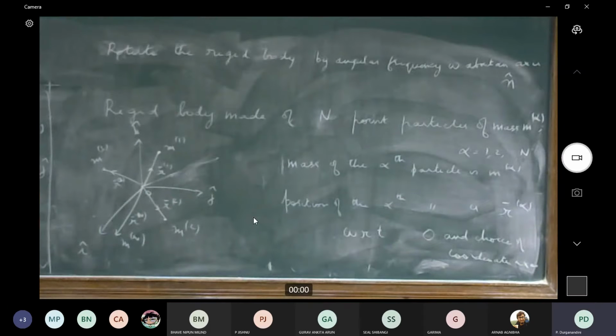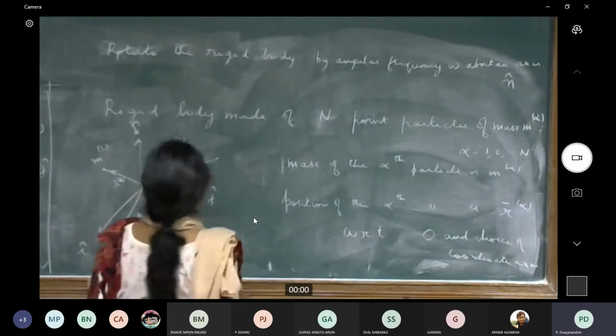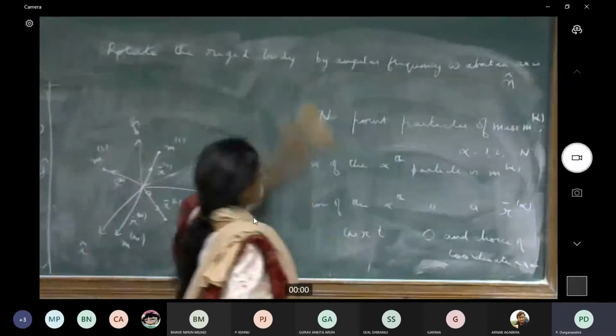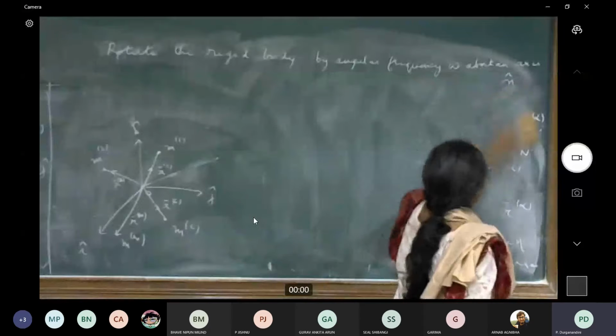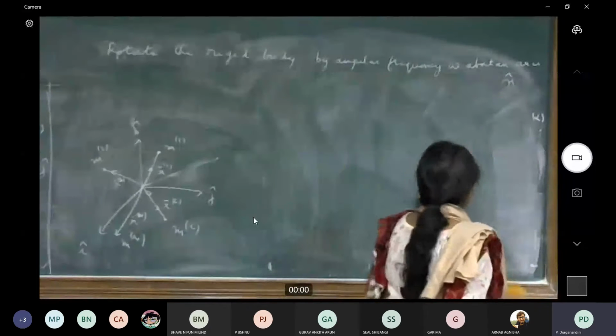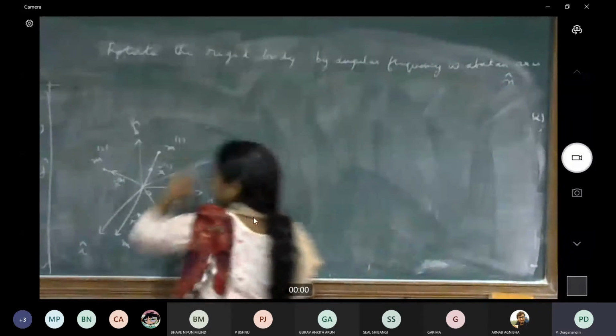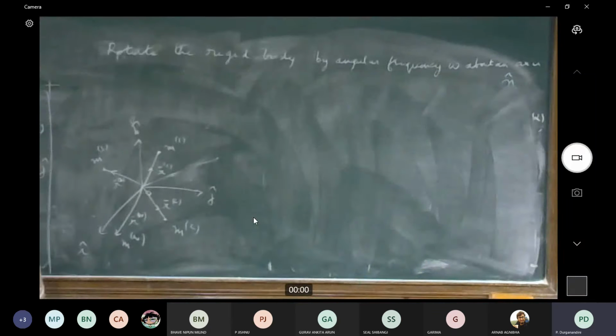So now I can ask you, what is the angular momentum of this assembly of particles? Suppose I take just one particle. Let's say I choose just the first particle. What will be the angular momentum? Because I'm now rotating this rigid body by some angular frequency. Suppose I have just one particle. What will be the angular momentum?